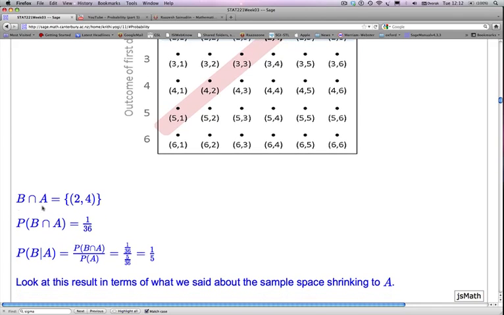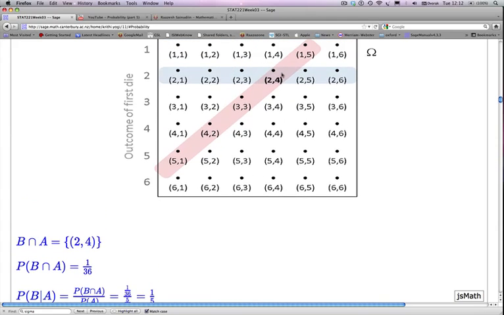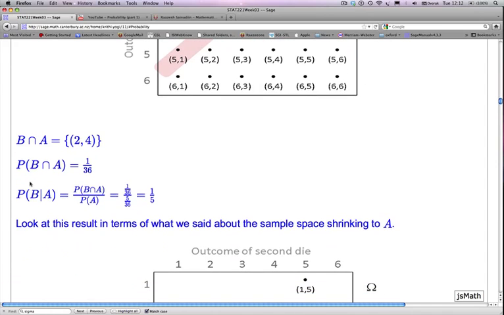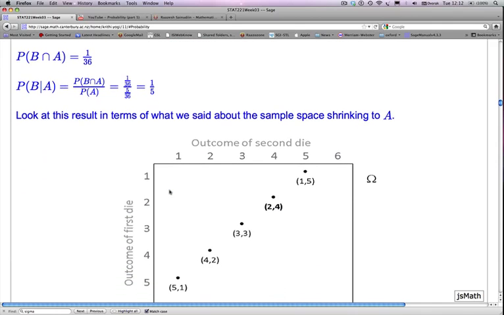So B intersection A is simply (2,4). The probability of B intersection A is 1 over 36, because that's 1 out of these 36 equally probable outcomes. And finally, the probability of B given A is the probability of B intersection A over the probability of A, which is 1 over 36 over 5 over 36, which is 1 over 5.